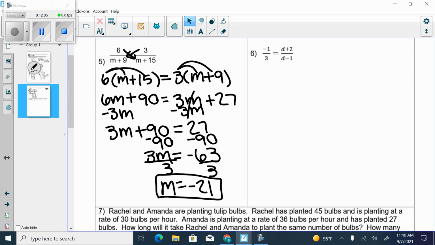Okay. So again, on number 6, what are we going to have to do? Cross multiply. So if I multiply this direction, how am I going to write that? -1. Very good. Make sure we put those parentheses, right? Because we got to multiply everything times the -1. All right, what's the other direction going to look like?